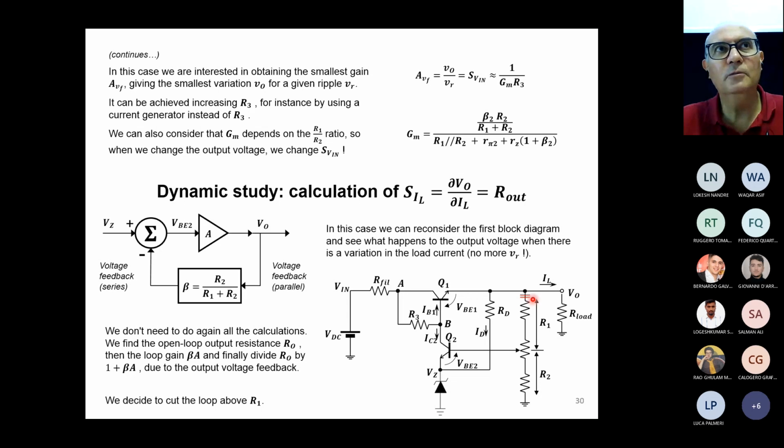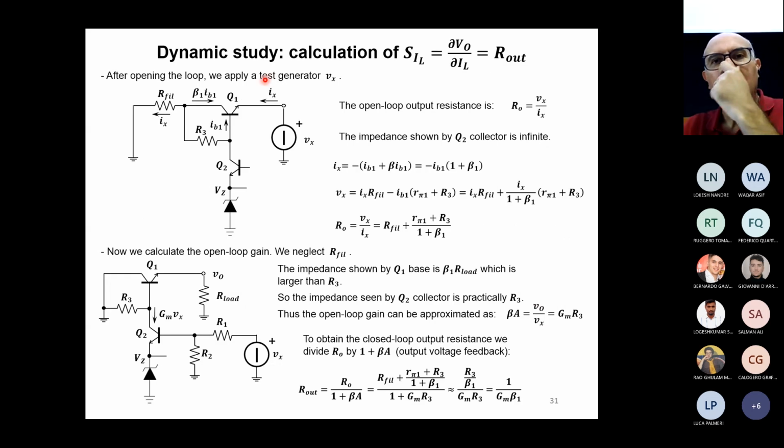If you remember, usually we can open the loop either where we have a high impedance or where we have a low impedance. Actually, this point here is a point at low impedance. So this is a good reason for opening the loop just here. Now what? I never remember. Okay, so actually once that we decided where to cut the loop, we must calculate RO first, the output resistance at open loop, and then divide by the loop gain.